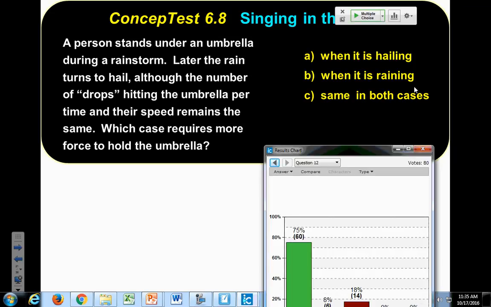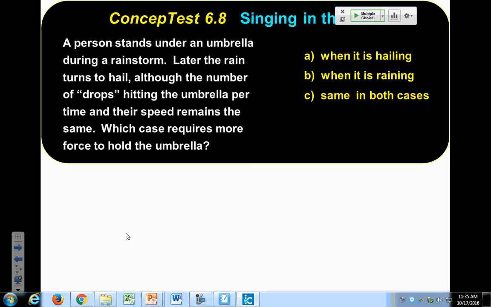Okay, very good. Why, when it's hailing, does that require more force? What happens to the hail that doesn't happen to the rain? It bounces off of your umbrella, right? Whereas the rain will fall onto your umbrella and then it just rolls off. So the hail imparts a greater force, a lot like the rat tail, a lot like the bouncy ball.